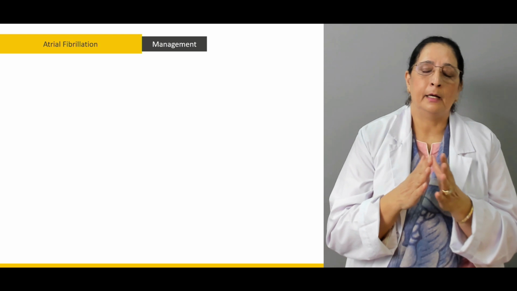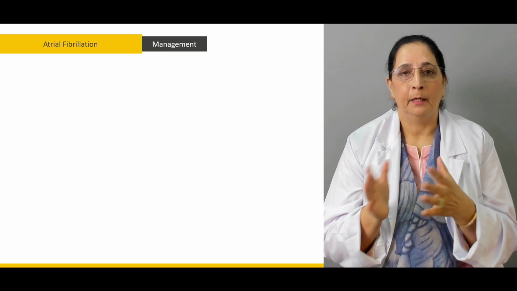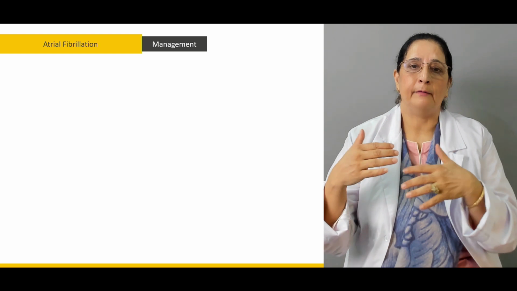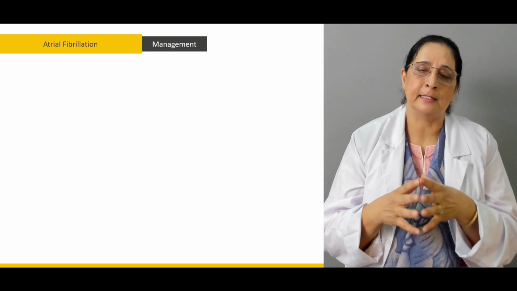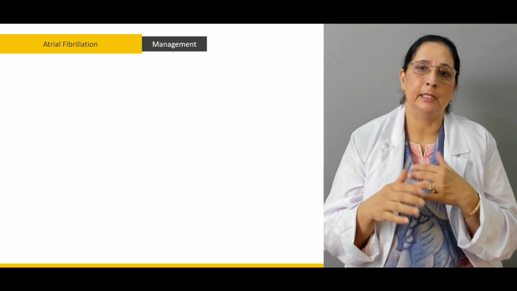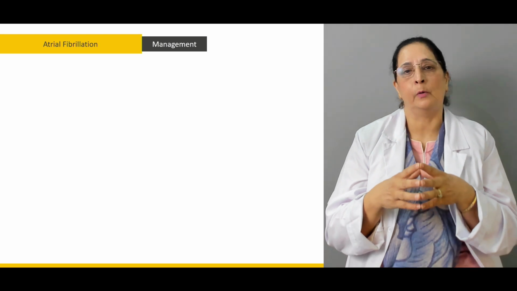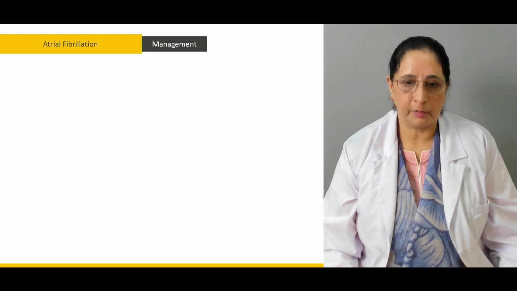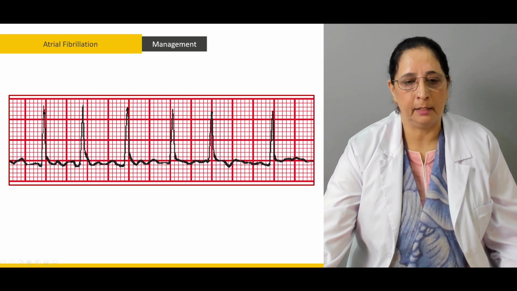Our pulse, when we take it, can be regularly irregular, or it can be irregularly irregular. 2 beats, we have a pause, then we have 3 beats, pause. So it's all irregular. That's atrial fibrillation. And patients with atrial fibrillation can send off clots and can have strokes because of this problem. So, management of atrial fibrillation.